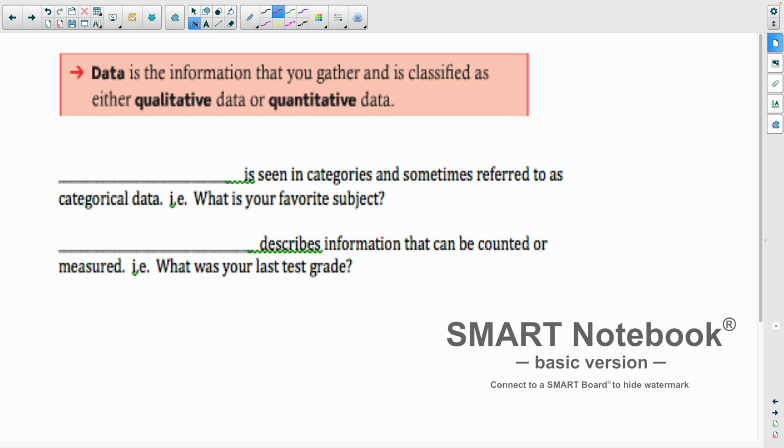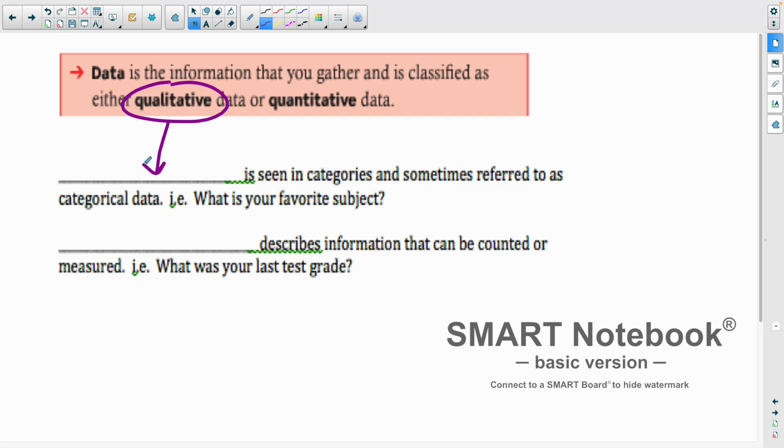Qualitative data goes in that first blank. Qualitative data is seen in a lot of surveys. It's what is your favorite food? What is your favorite TV show? What's your favorite subject? What color eyes do you have? Those are qualitative data. Can you measure eye color? Not really easy, right? You can maybe assign values to them, but it's hard to measure eye color. It's hard to measure what your favorite food is. Those don't make any sense.